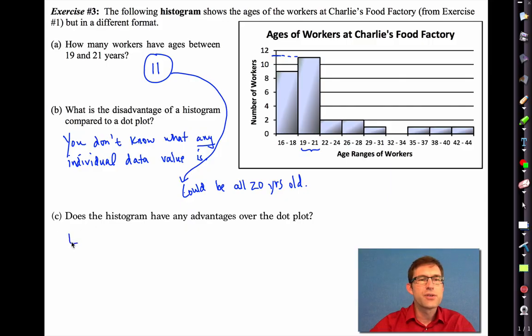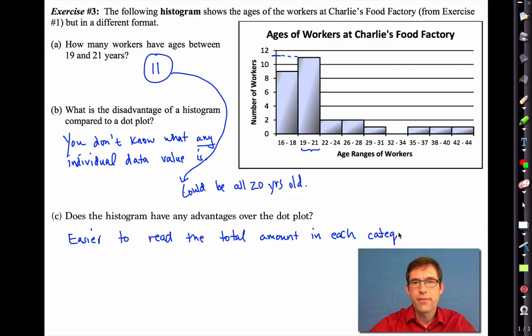And that advantage is that it is easier to read the total amount in each category, right? It's easier to read the total amount in each category.